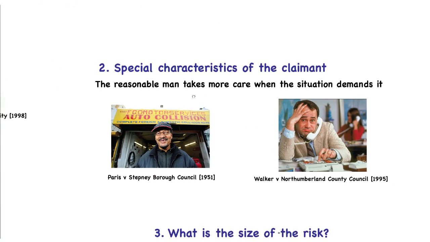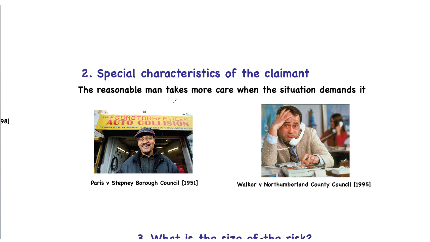So let's look at the second of our set of factors. What are the special characteristics of the claimant? The key ruling for this is that a reasonable man will take more care when the situation demands it. This factor relates to risks known to the defendant as a result of the peculiarities of the claimant. So, if I'm a defendant and I know that there is something wrong with the claimant, then I have to take greater precautions when dealing with that person. My duty of care is higher.